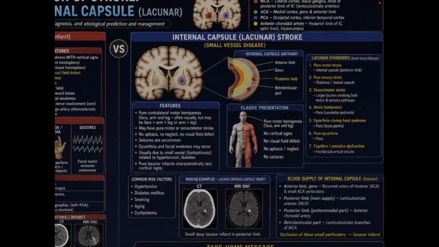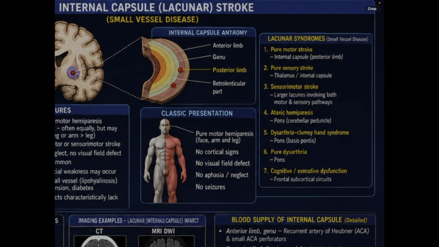So what are the other lacunar syndromes? The other lacunar syndromes include pure sensory stroke, sensory motor stroke, ataxic hemiparesis and dysarthria clumsy hand syndrome. What are the other small vessel diseases?